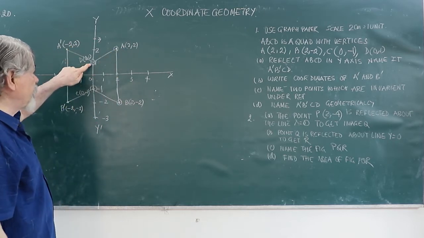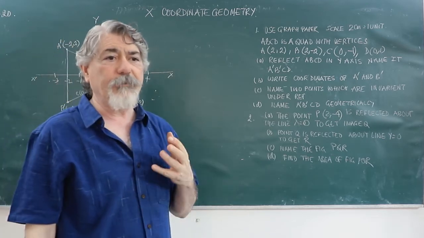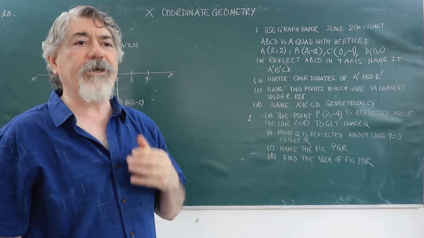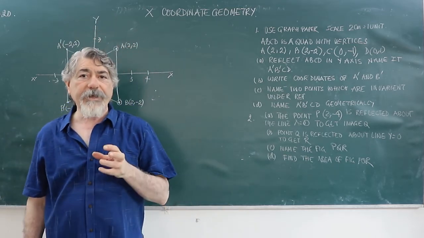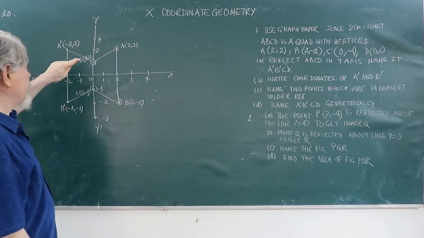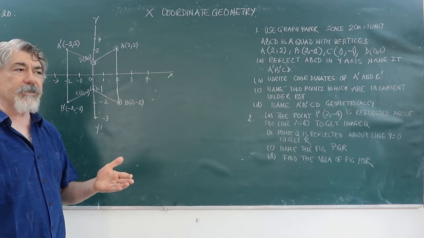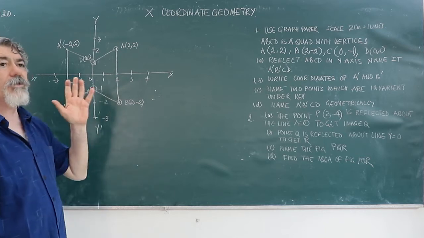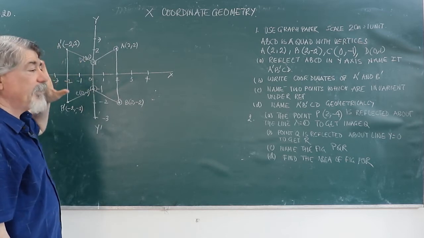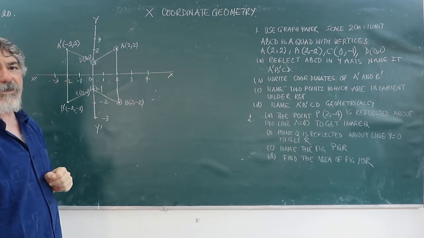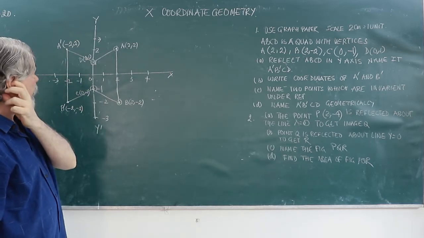And since points D and C are on the y-axis, if we are reflecting a point on the line itself, then that point is called invariant. So C and D are the points which are on the y-axis, and we are asked to reflect them in y-axis. So these are invariant points. C and D are invariant points under reflection in y-axis.